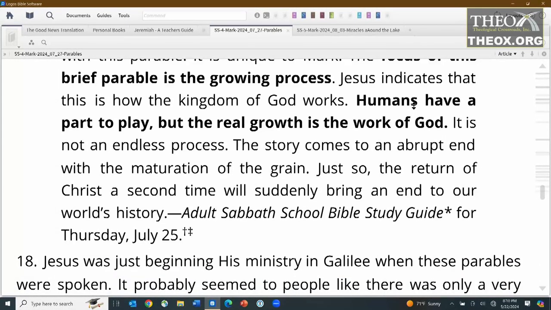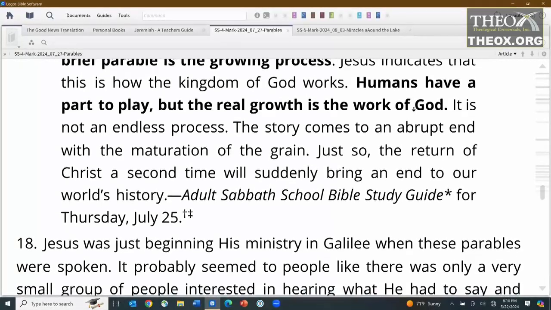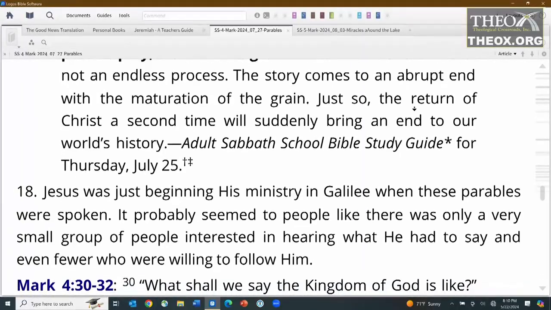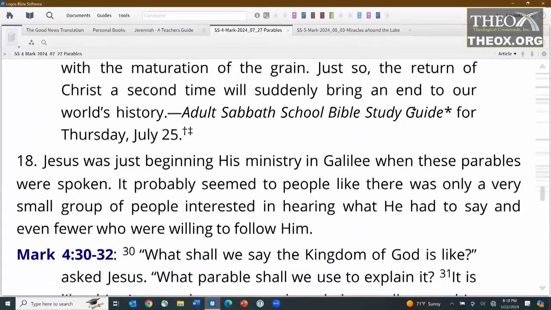Jesus was beginning his ministry in Galilee when these parables were spoken. It probably seemed to people like there was only a very small group of people interested in hearing what he had to say, and even fewer who were willing to follow him.